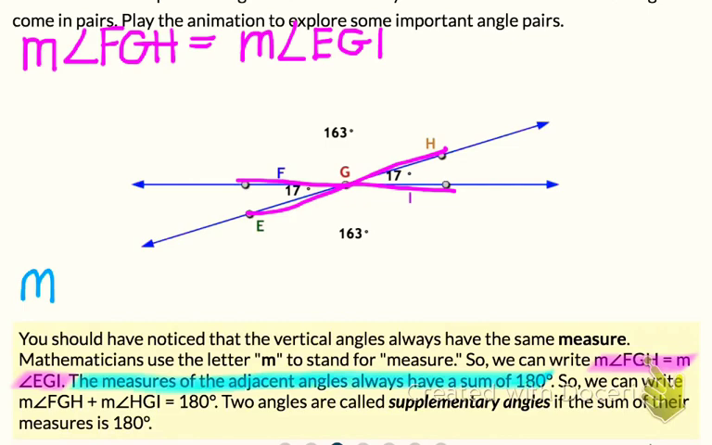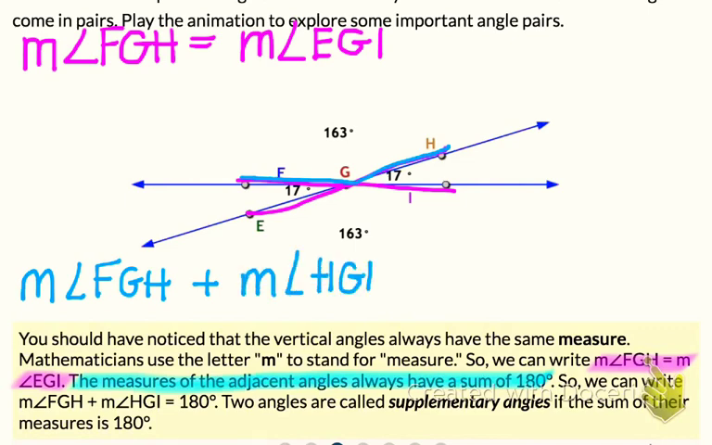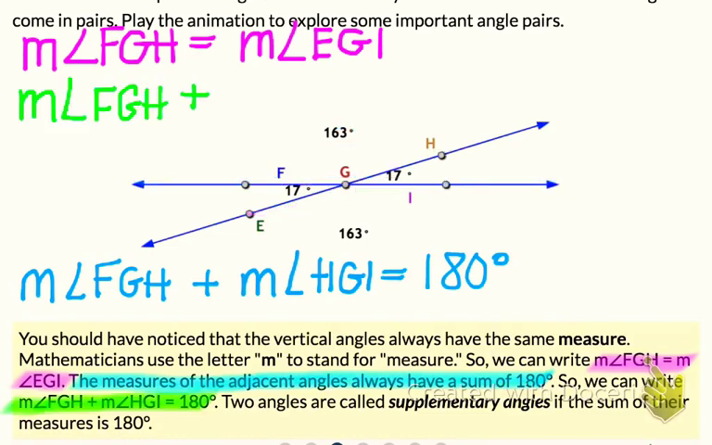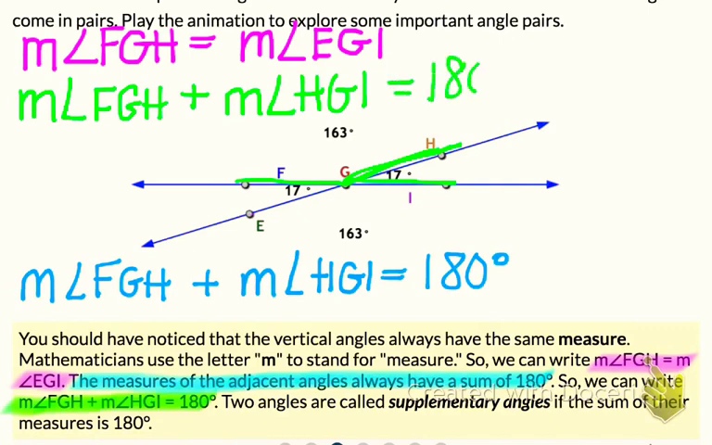So we can write the measure of angle FGH, which is this angle right here, plus the measure of angle HGI, which is this one, is equal to 180. So this is a straight line, 180 degrees, is what that's saying. So we can write that, another example, the measure of angle FGH, which is this one right here, plus the measure of angle HGI, which is this one, is equal to 180 degrees.